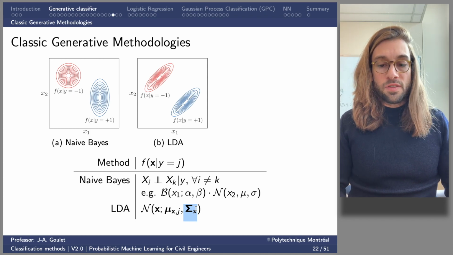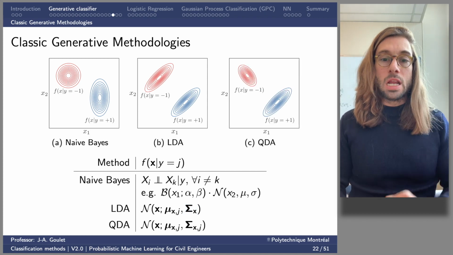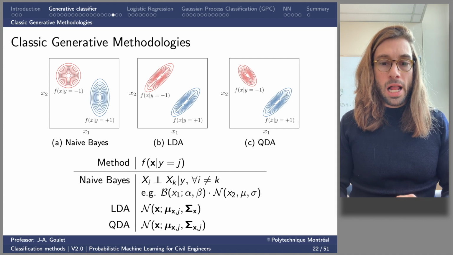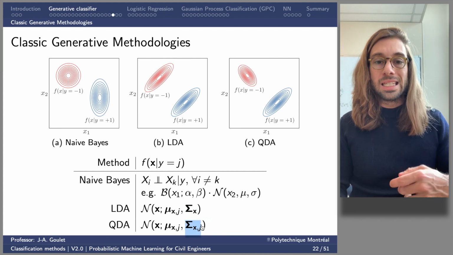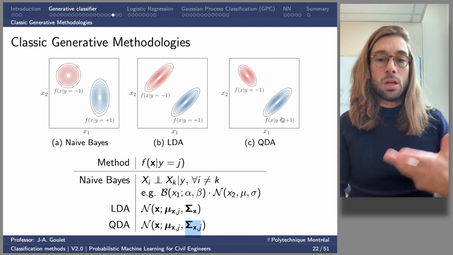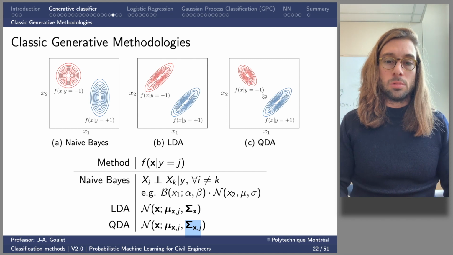And the other approach that is fairly common is called quadratic discriminant analysis. So in linear discriminant analysis, the covariance was the same for both classes. It's not the case with quadratic discriminant analysis. So each class has its own covariance matrix evaluated empirically from the data available, okay?